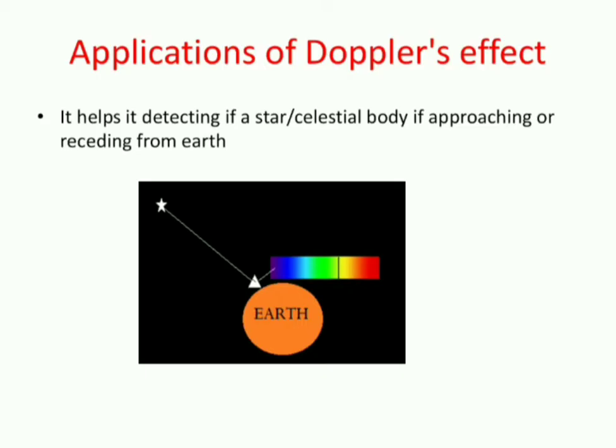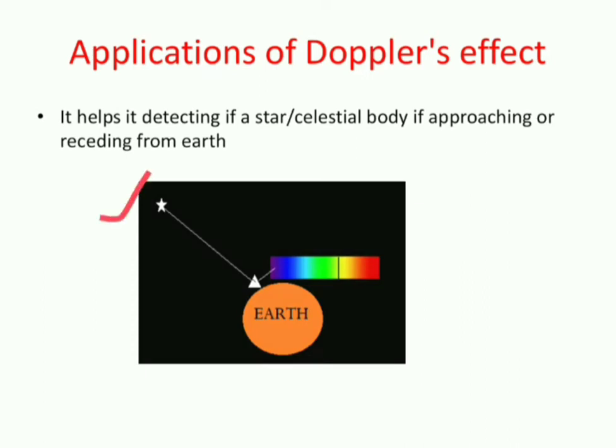Now look at the applications of Doppler's effect. To understand them, let us start with the first application. It helps in detecting if a star or a celestial body is approaching or receding from Earth. To understand this, assume that this is a star at a certain distance from the surface of Earth.